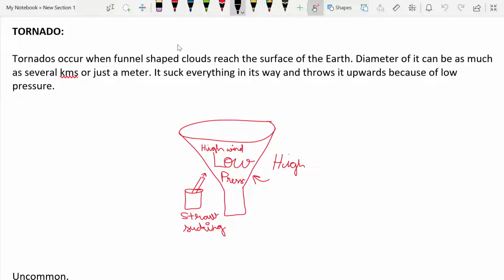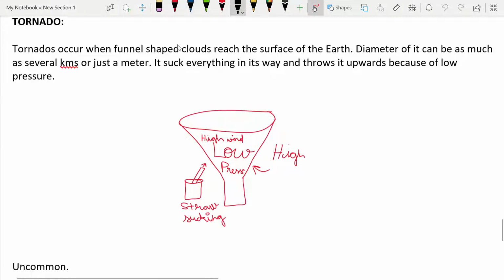Now, how does this happen? Because inside the tornado there are high winds which cause low pressure, and there is high pressure all around it, and that's why the high pressure moves to the low pressure and sucks everything in its way. Now when you suck on a straw, you create low pressure in the straw, and then the high pressure pushes the liquid through the straw and into your mouth.